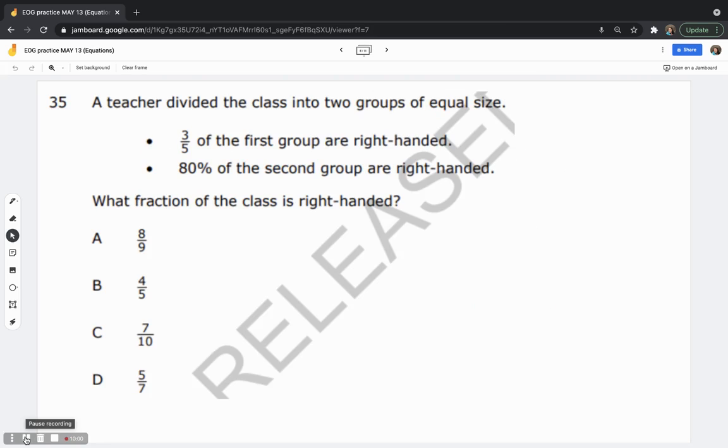Our next question says, the teacher divided the class into 2 groups of equal size. 3/5 of the first group are right-handed and 80% of the second group are right-handed. What fraction of the class is right-handed?